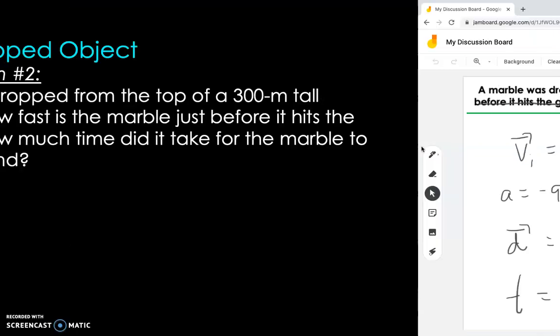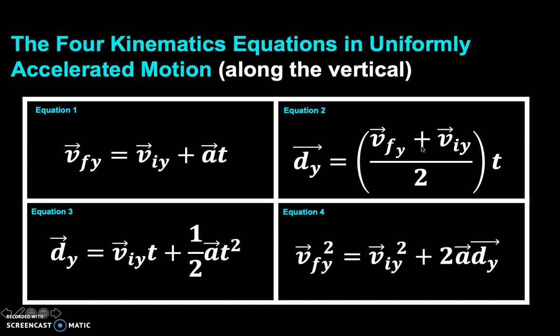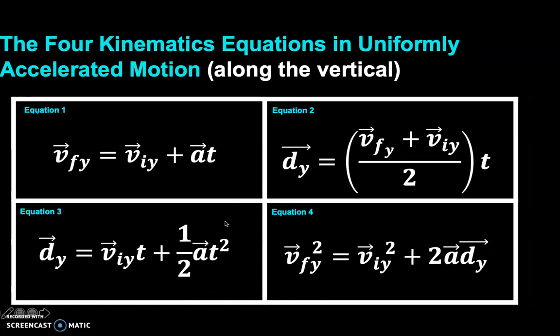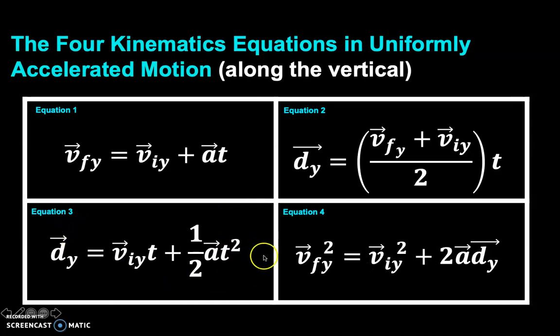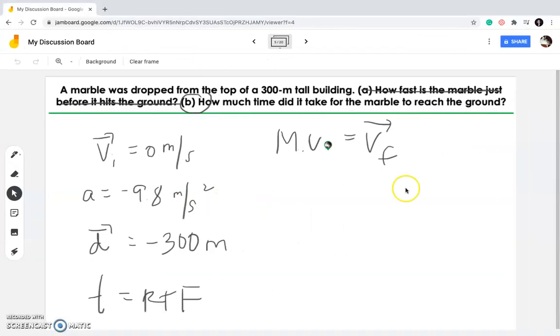And since final velocity is the missing variable, we're going to pick an equation that doesn't have the missing variable. And that is equation number 3, because you can see final velocity is not in this equation. So that's our equation of choice here. So that would be v along y equals v I t plus a t squared divided by 2.